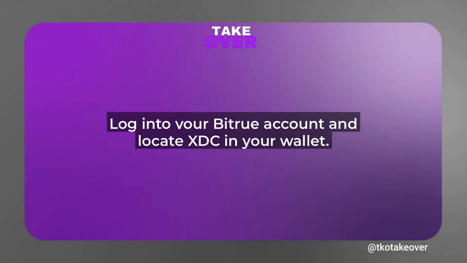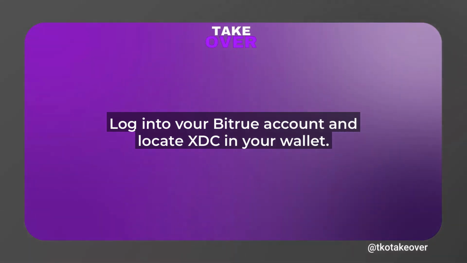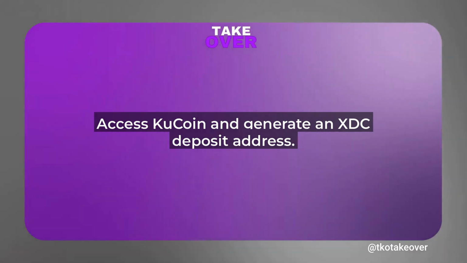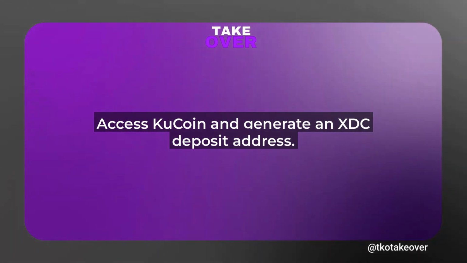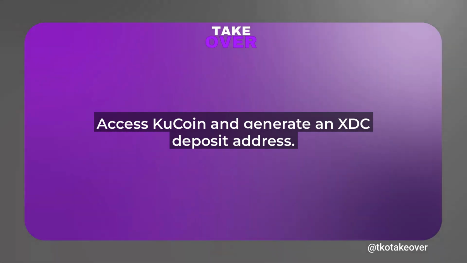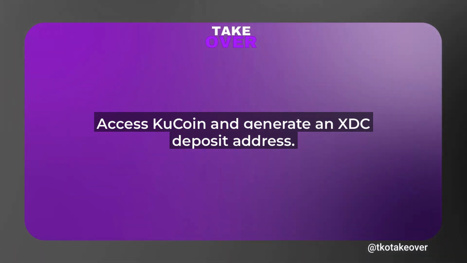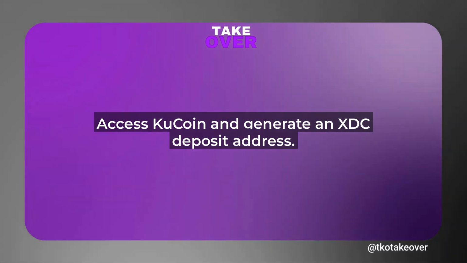First things first, make sure you have accounts set up on both Bitrue and Kucoin, and that you've verified your identity if required. Security is key in crypto. Start by logging into your Bitrue account. Once you're in, head over to the Wallets or Assets section and find your XDC balance. Click on it to access the withdrawal options.